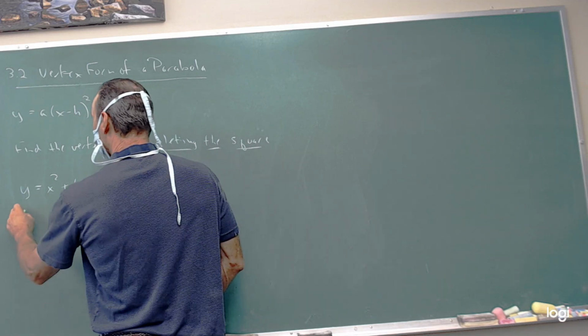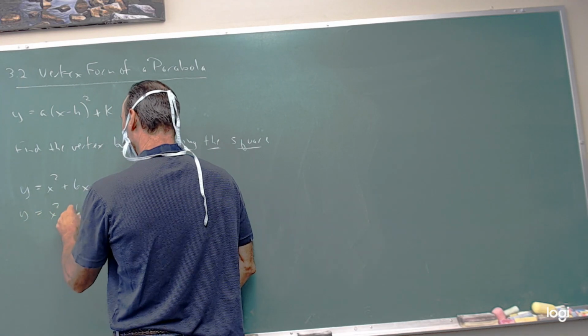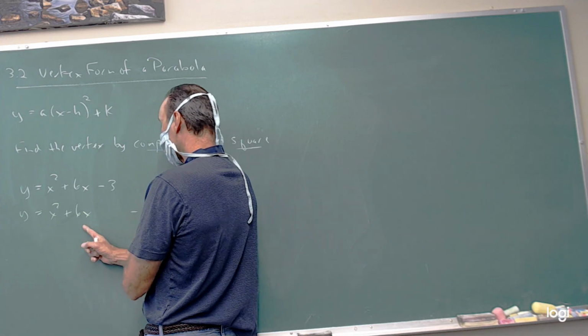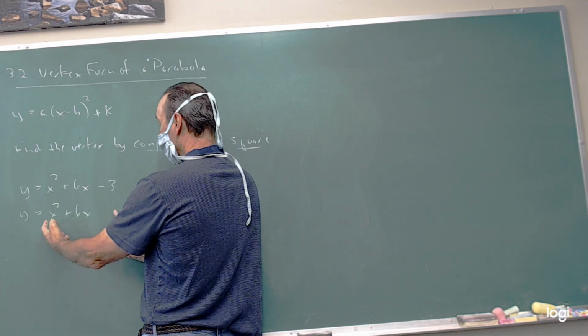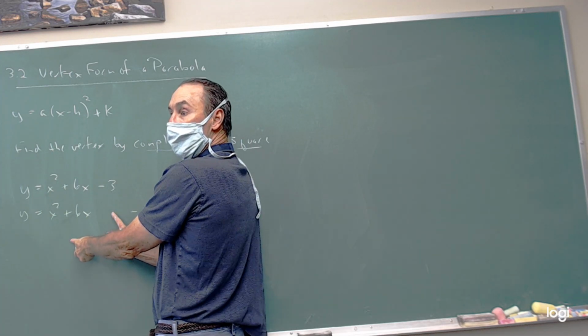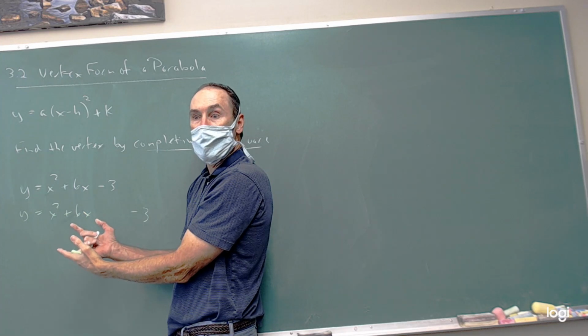So what we do then is we are going to save the terms with x in them. We're going to push the -3 off to the side. And then we are going to make this so that it's going to factor into a perfect square. And the way we do that is by completing the square. That's called completing the square.